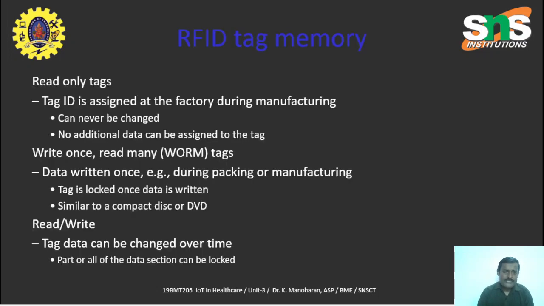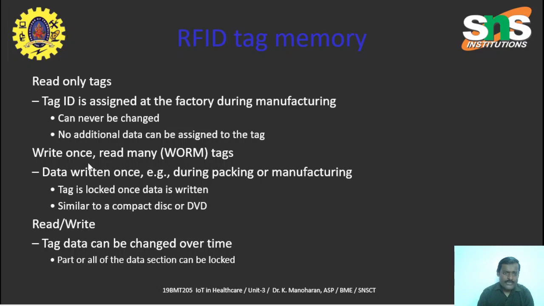We use different types of memories. The first type is read-only tags, which means only read operation will be performed. This ID tag is assigned in the factory, at the manufacturing place only. The data cannot be changed at any time. Only during manufacturing can we program some values, which will be the RFID tag values. No additional data or changes will be possible.